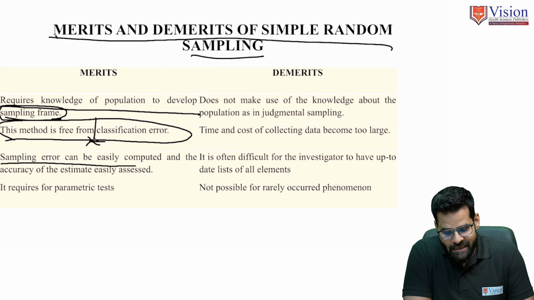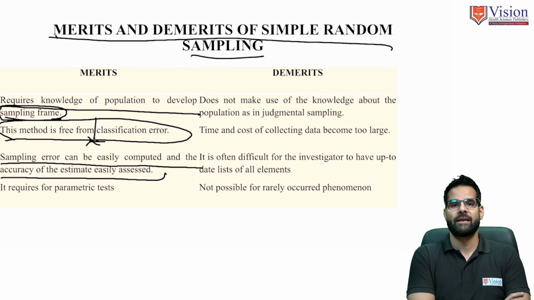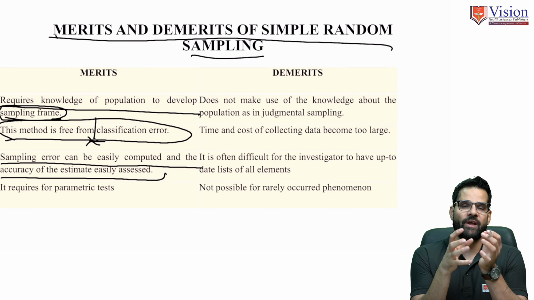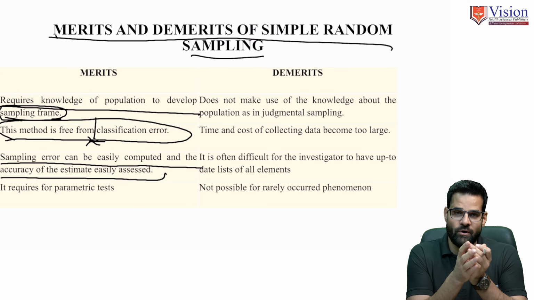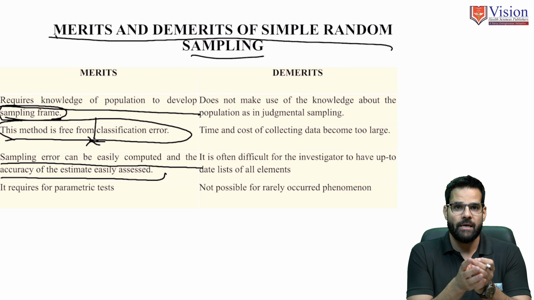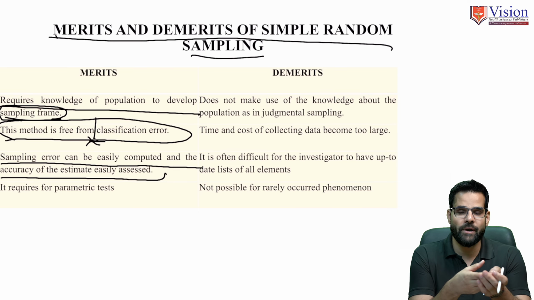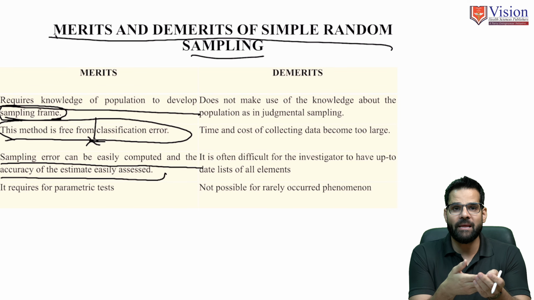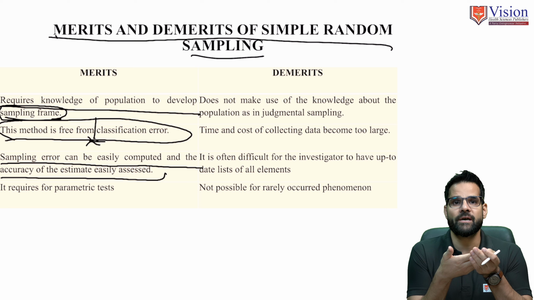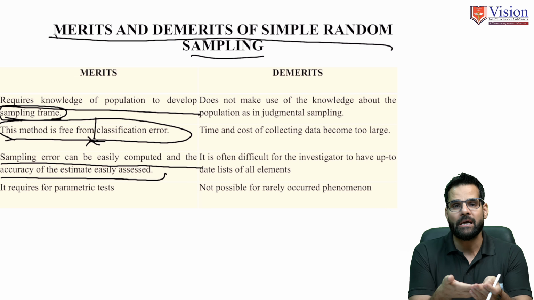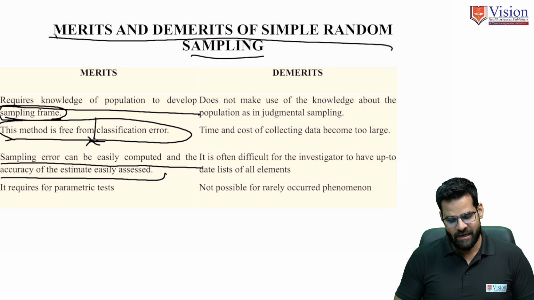Sampling error can be easily computed, and the accuracy of estimation easily. Whenever you collect data based on a sample, it will always have certain errors. In my previous lecture, I already told you that sampling methods will have sampling error. You cannot eliminate the error or bring it to zero. What you can do is control it to the maximum extent, or you can measure it.